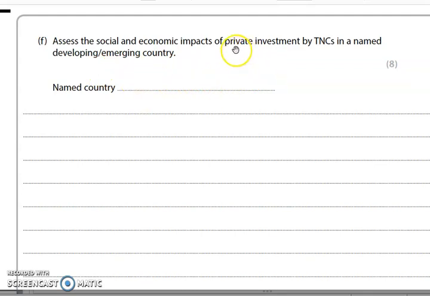So you've got to know what private investment is, and this would be where companies put money to set up businesses within these developing and emerging nations. As it's social and economic impacts, this gives us a nice bit of structure. And we could look at the positive social and the negative social and the positive economic and negative economic impacts and say which ones of those are the most important.